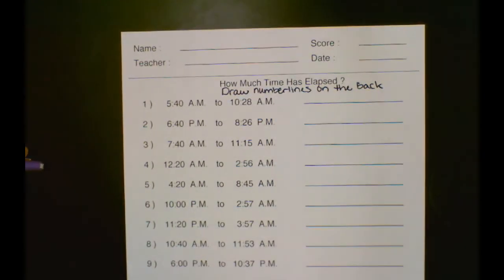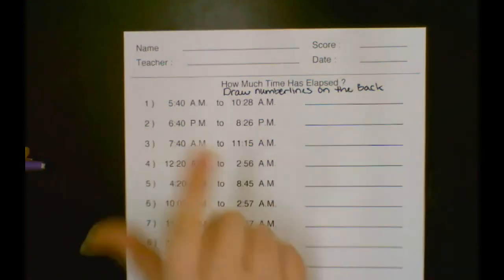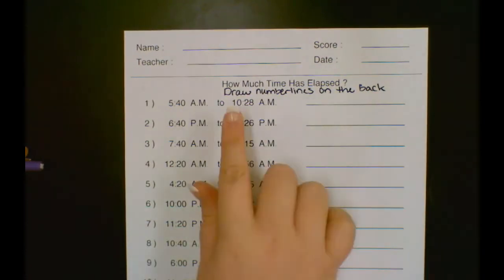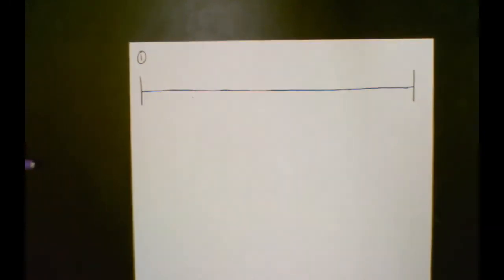If nobody knows what elapsed time is, we are given a start time and an end time, and the time in between is our elapsed time. The way I'm having the students learn is by using a number line. A number line that looks like this is what we're going for.